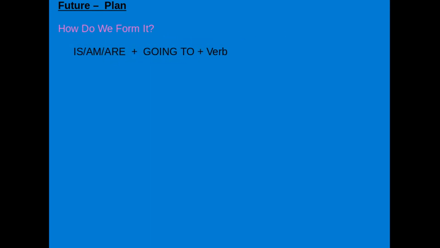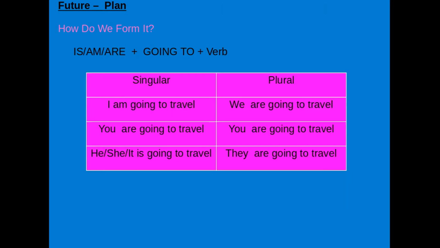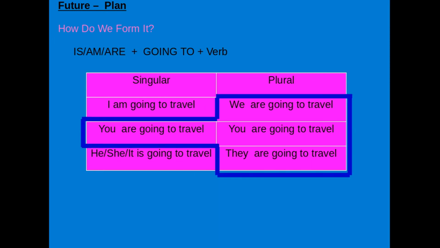How do we form it? Is, am, and are plus going to plus verb. So we see things like this. I'm going to travel. We are going to travel. You are going to travel. They are going to travel. And he, she, and it is going to travel. Following a pattern like this. 4 of them the same and 2 are different.